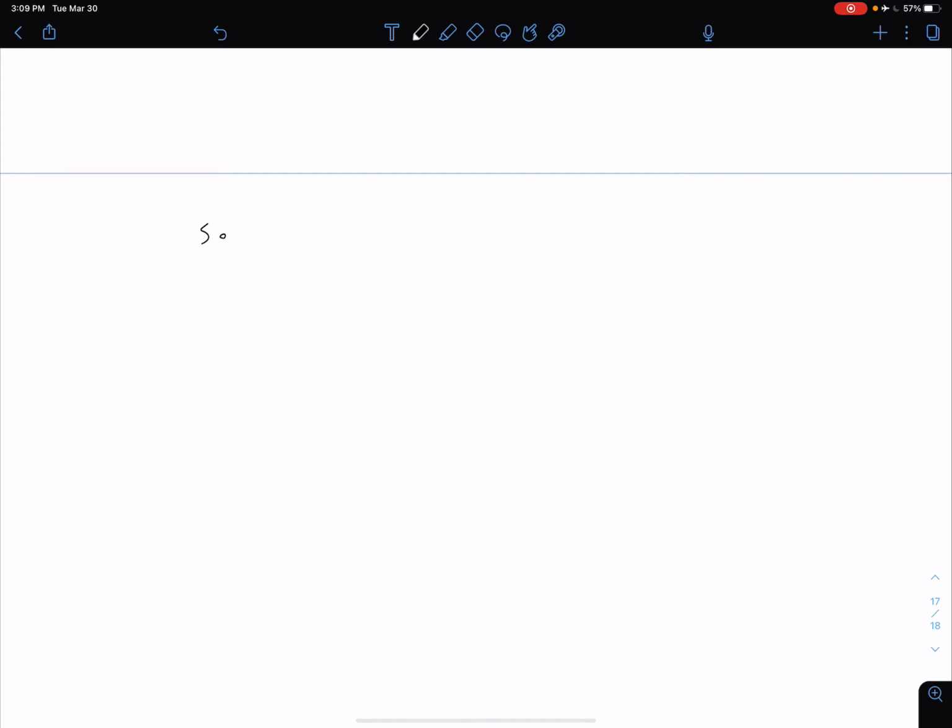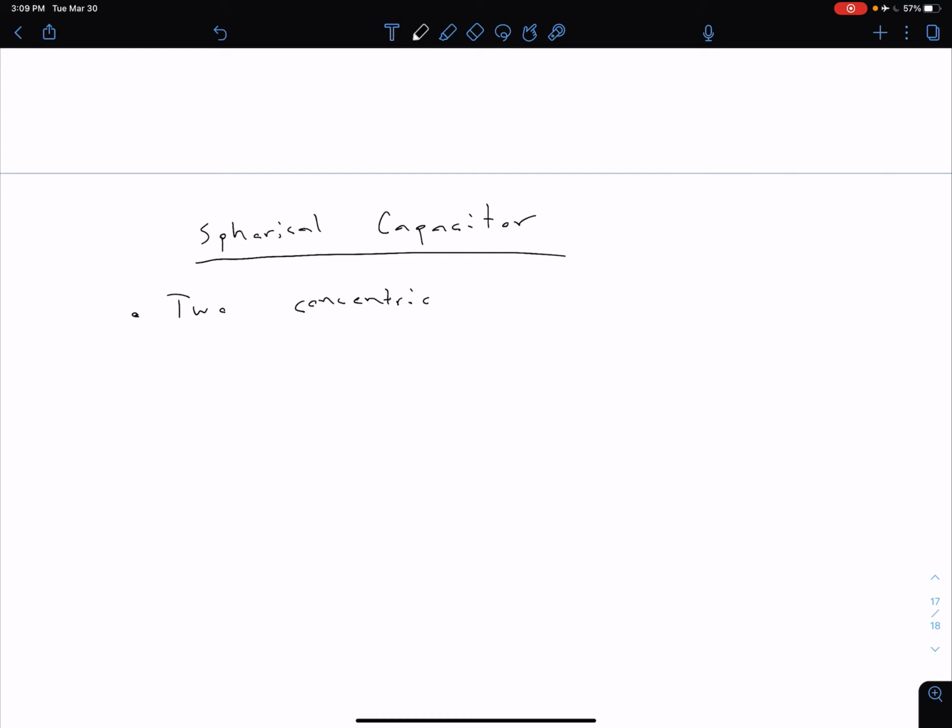Another type of configuration, which we're also just briefly going to talk about, is a spherical capacitor. With a spherical capacitor, what we have are two concentric conducting spheres. Concentric just means one is inside of the other, both centered on the same place. So two concentric spherical conductors, and then in between them, we have a dielectric layer.